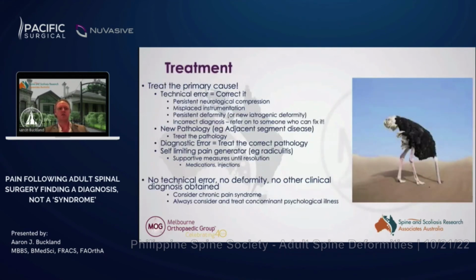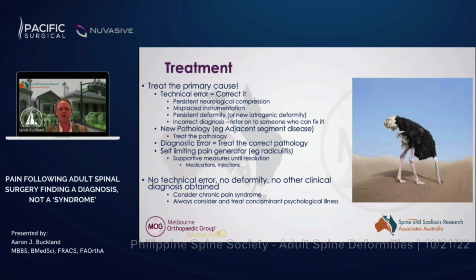And how do you treat this? Well, you've got to treat the primary cause. If it's a technical error, you need to correct it. If it's a new pathology, you need to treat that pathology. If it's a diagnostic error, you need to be able to treat that pathology. And if it's not something you treat, pass it on to one of your colleagues to do so. If it's a self-limiting pain generator, then supportive measures until resolution are important. That may include medications or injections.